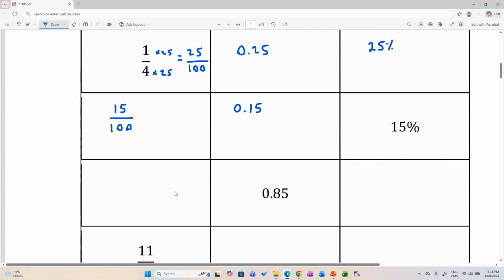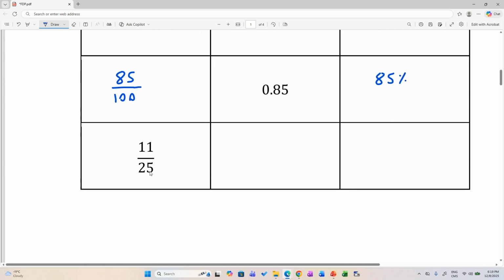Okay, now I got 0.85. This is simply going to be 85 over 100 because my smallest place value is in the hundredths place here. This is going to be 85% because I multiply this by 100 and add the percent sign. This one here, I'm simply going to multiply 25 by 4 to get it to be a base of 100. Now, what I do to the bottom, I have to do to the top, so I have to also multiply the 11 by 4. So I got 44 over 100, hence this is going to be 0.44. And as a percent, it's going to be 44%.